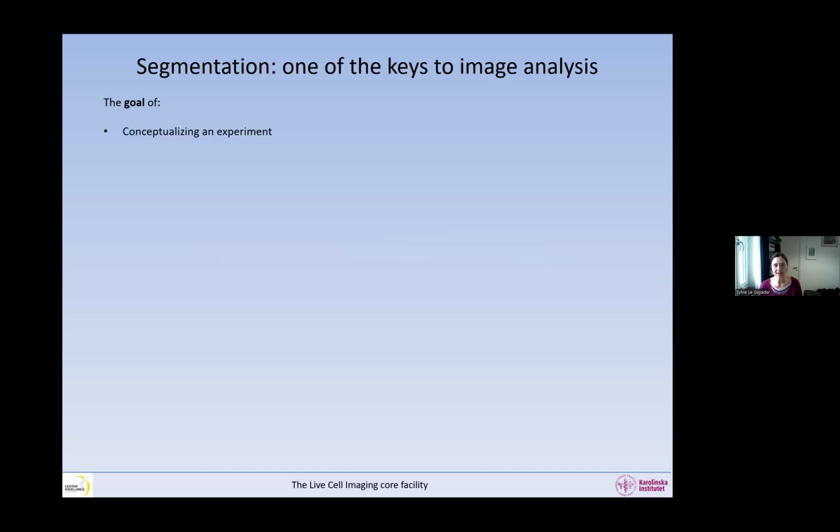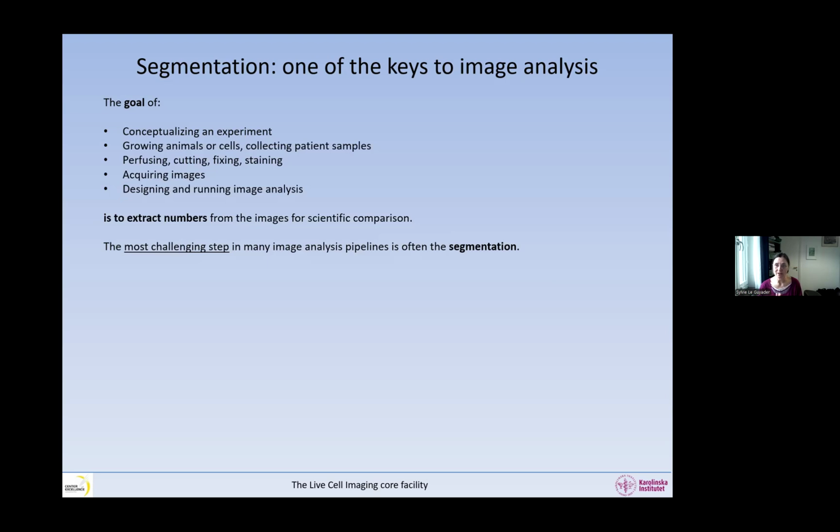So we need to remember that the goal of everything we do before we go to the microscope, so conceptualizing an experiment, growing animals and cells and collecting patient samples, and then perfusing and cutting and fixing and staining, acquiring the images, and designing and running the image analysis is to extract numbers. This is what we want, and this is because we are scientists, and this is the way we can compare things. So we extract numbers from the images for scientific comparison. So the most challenging step in many image analysis pipelines is the segmentation, very often.